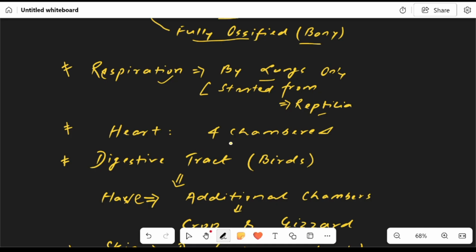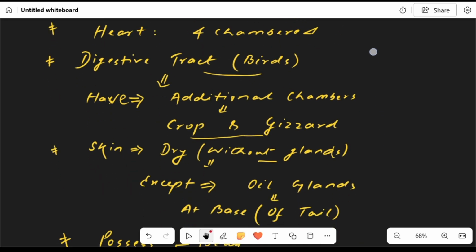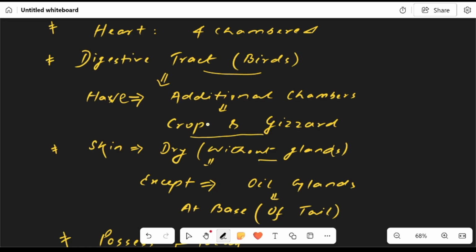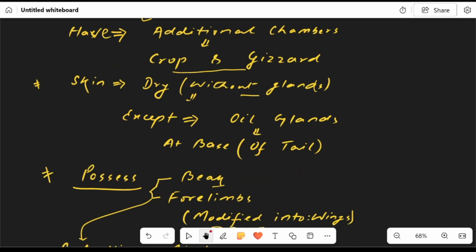The heart is four-chambered. The digestive tract of birds has additional chambers, crop and gizzard. The skin is dry without glands. The exception here is the oil glands which are present at the base of the tail.